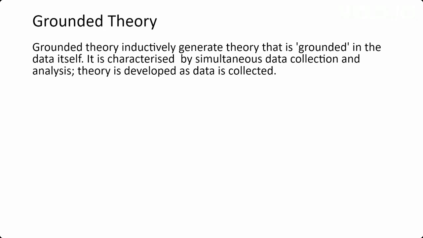Grounded theory is characterized by simultaneously collecting data and analyzing it. These two things are done at the same time. Actually, they are done in iteration. You collect data, you analyze. Again, you collect data, you analyze. You collect data, you analyze. Whilst collecting data, you are coming up with some form of theory which you are refining during the process. And the theory is developed just right there from data collection.